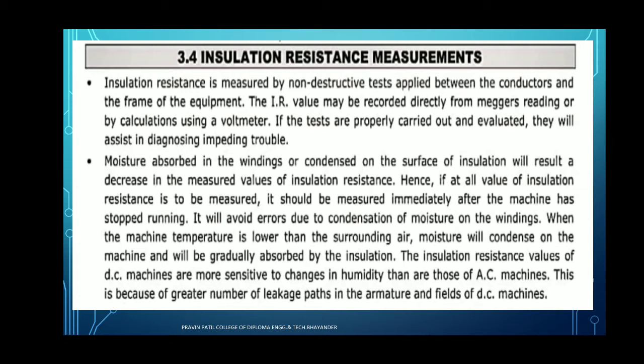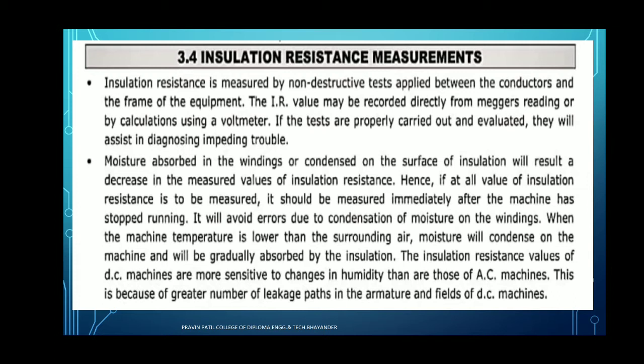The IR values, as well as the current carrying capacity and resistance, may be recorded directly from the megger. Meggers are used for high resistance measuring, by megger readings or by calculation using voltmeters. Megger is used for high insulation resistance measurement purposes.